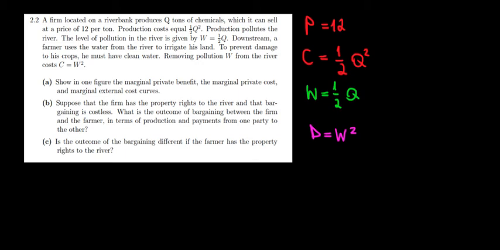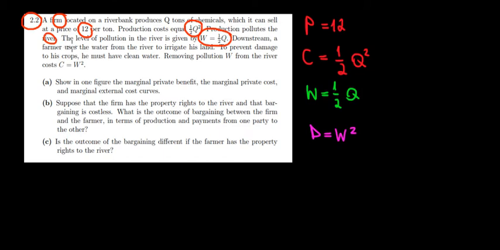Let's work on question 2.2 now. So we have a firm that's located on a riverbank and it produces chemicals which it can sell at a price of $12 per ton. Now production costs 1/2 quantity to the power of 2, but this production pollutes the river and the level of the pollution is given by W equals 1/2 times the quantity.